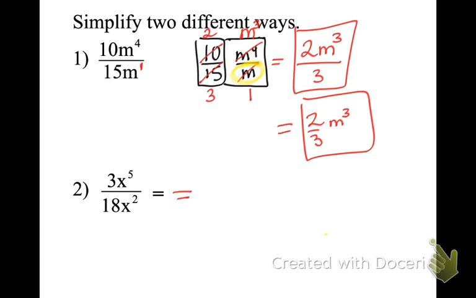Okay, so what common numeral will we divide out of 3 and 18? 3. So 3 goes into 3 one time and into 18 6 times. What is the greatest amount of x's we can divide out of numerator and denominator? x squared. So when I divide x squared by x squared, what am I left with? 1. When I divide out x squared here, what's left? x cubed. Good. So in my numerator, what's left?